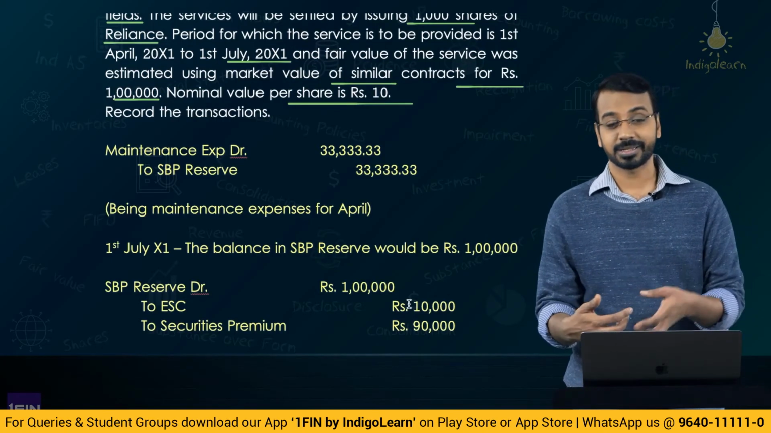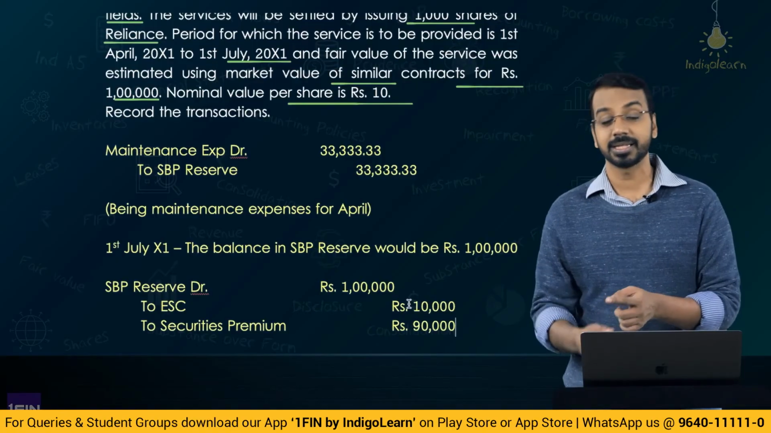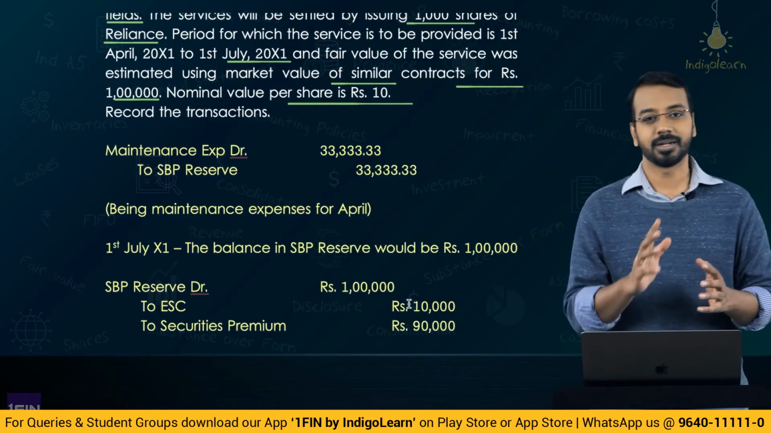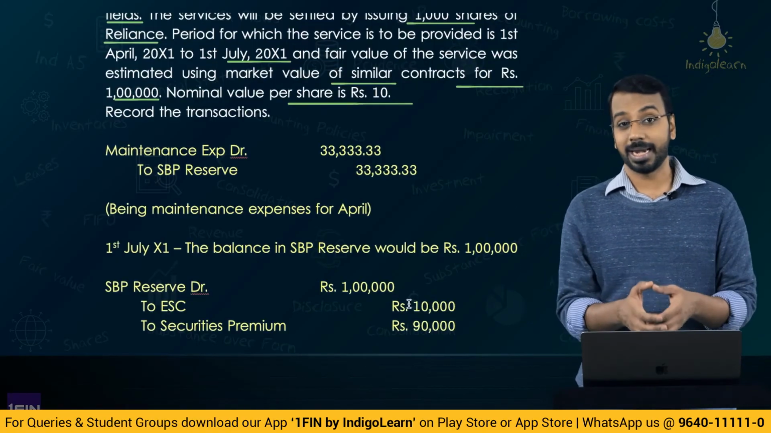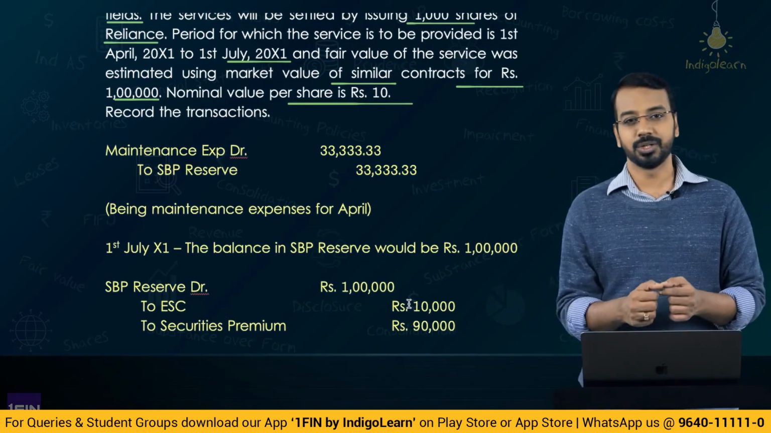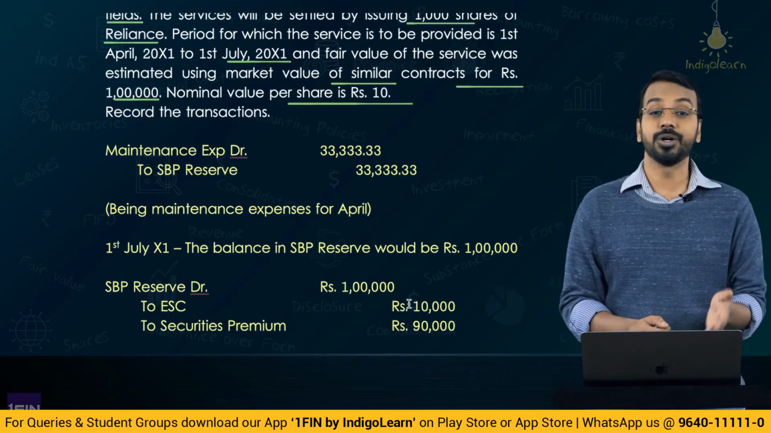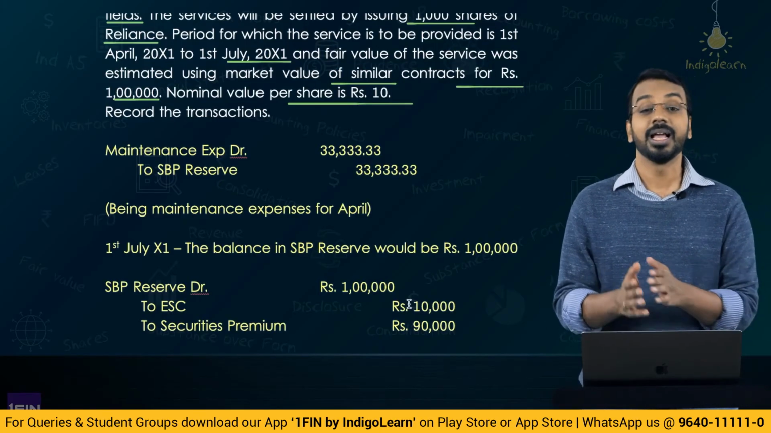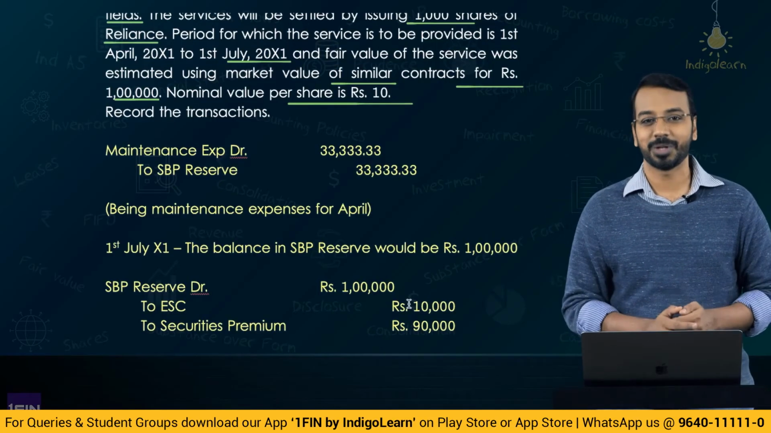Reliance is getting services, the vendor is providing services to Reliance, and Reliance is issuing equity shares in return. The value of service that is received is 1 lakh, against which we are issuing equity shares. Because we are issuing 1000 equity shares, 10,000 is towards the face value, that is the share capital, and 90,000 is towards securities premium.